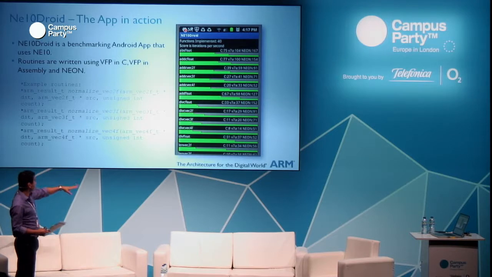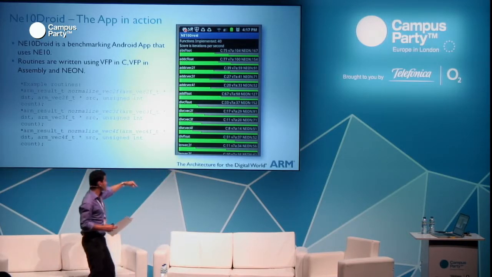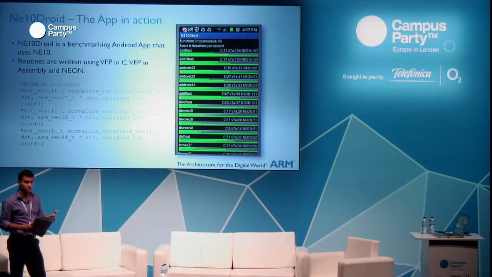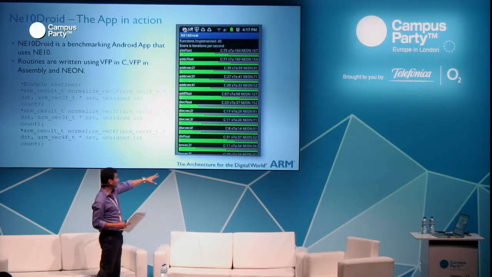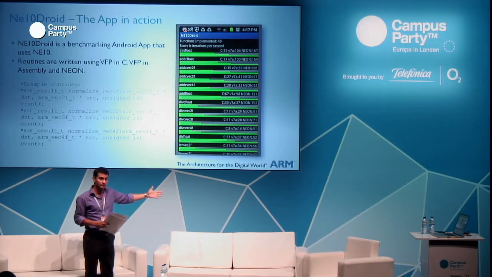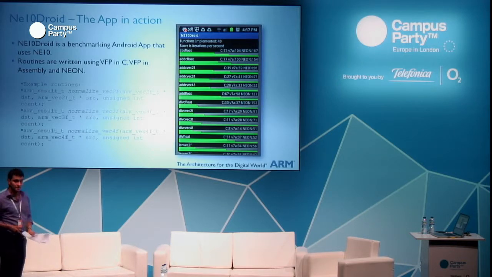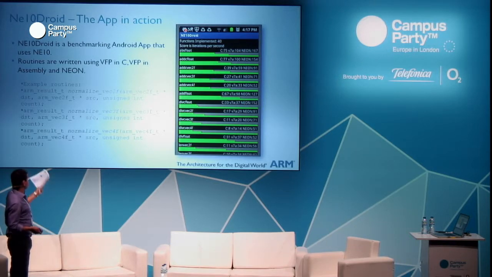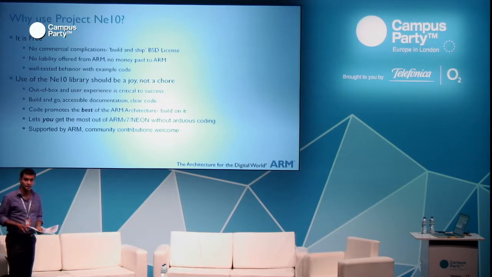You can see here the green line shows how many times the function could be called within a fixed period of time. So with Neon, you can get up to 20x performance improvement. This is free. You can look up NE10 on Google. It's been published on GitHub.